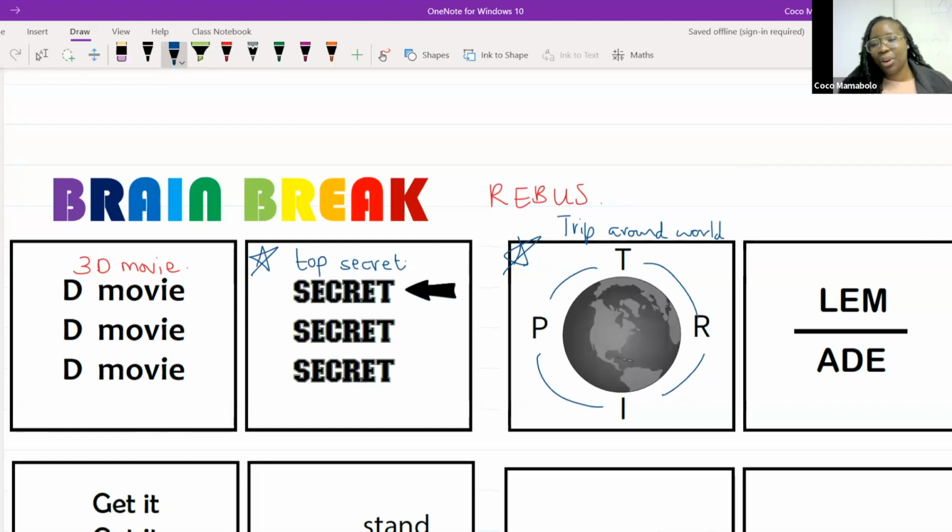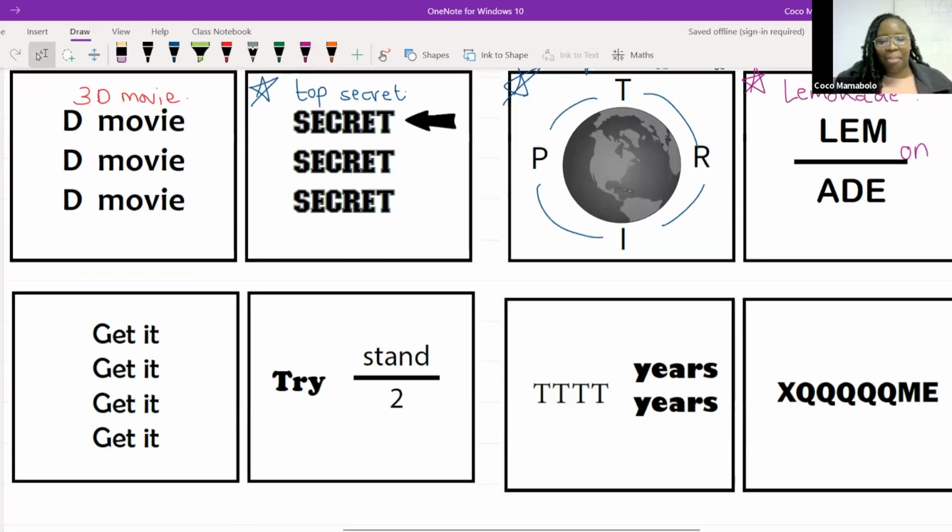Okay, good. What about this one over here, guys? This one is nice. And it's not half lemonade, it is lemonade. Lemonade. All right. Let's try a couple more.